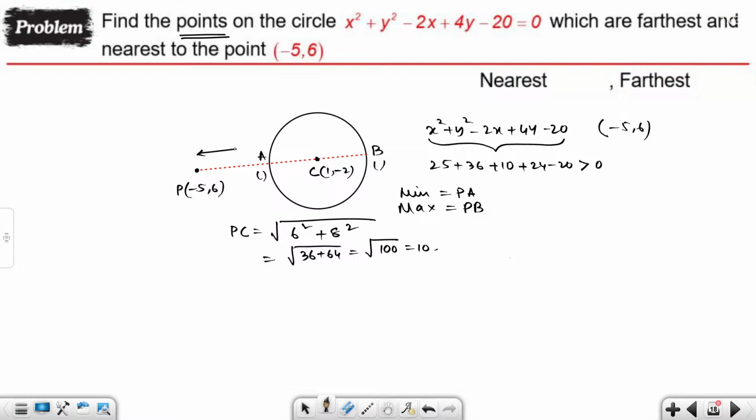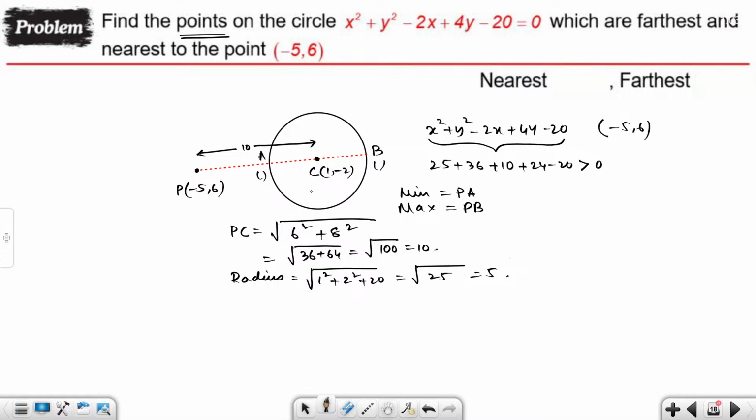So this distance is how much? This distance is 10. Now, what is the radius of the circle? What is the radius of the circle? The radius of the circle is the square root of g squared plus f squared minus c. So we are having this as 25. So that is 5. Is it clear?